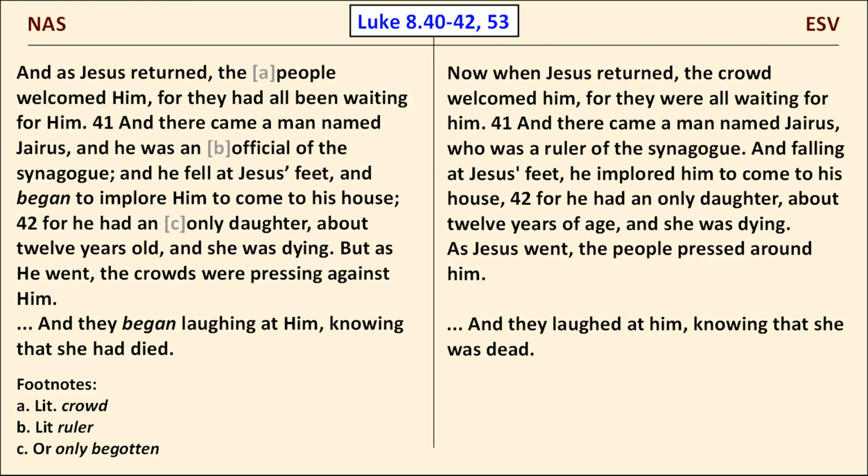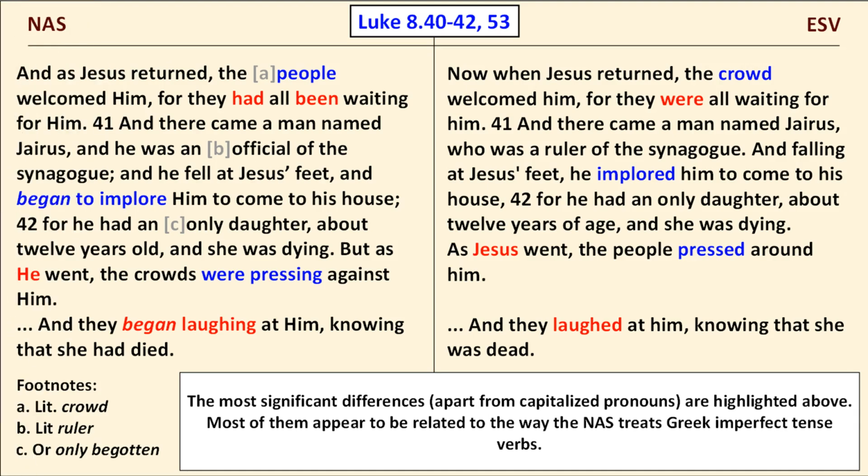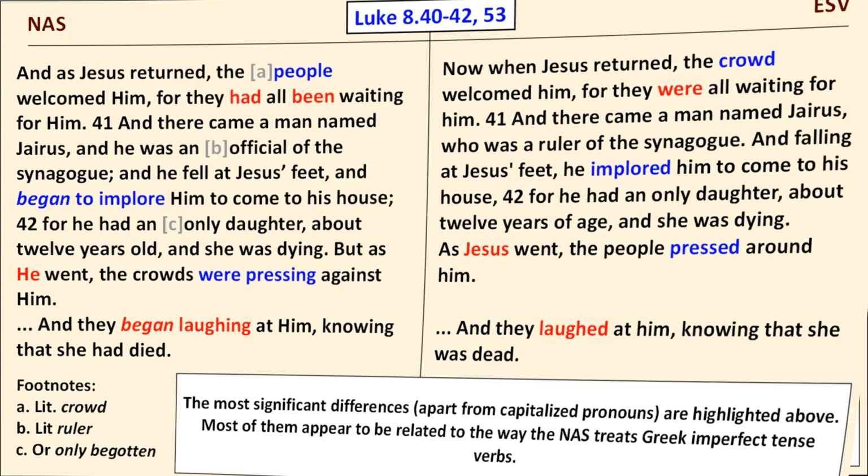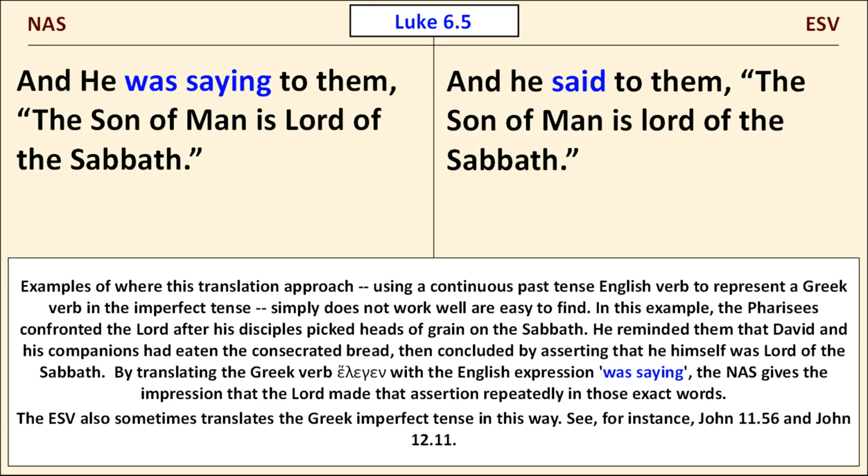And so, after that multitude of revisions, we have the two translations as they stand today. Overall, they still seem quite similar. The most significant differences involve capitalized pronouns and representations of the Greek imperfect tense. Examples of where this practice, using a continuous past tense English verb to represent a Greek verb in the imperfect tense, simply does not work well in the NAS, are easy to find.